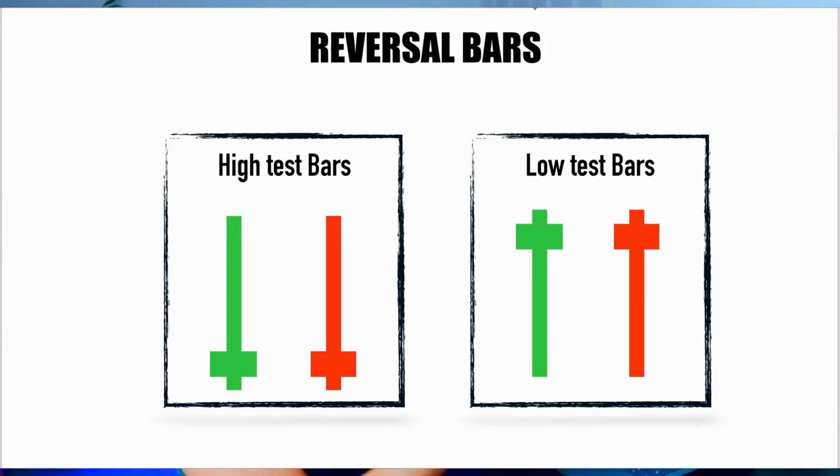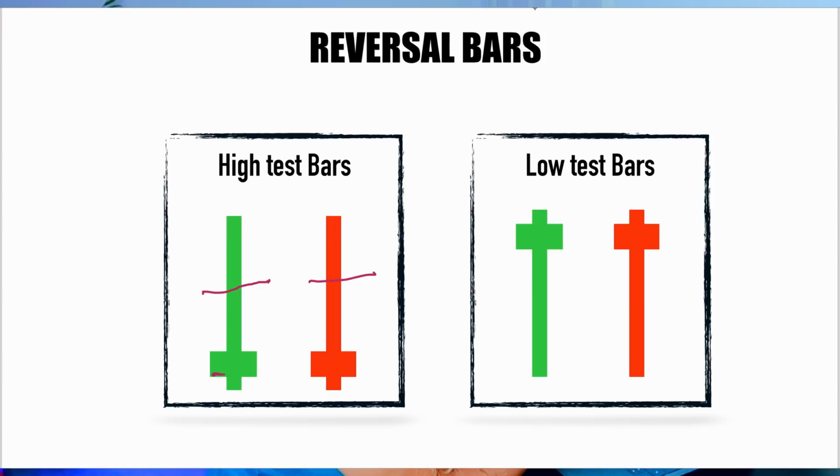So let's have a look at some reversal bars. We have high test bars. High test bars indicate prices are moving down. It doesn't matter if the bar is green or red. If you get one of these bars, then you know that there's more selling power in the market. You can spot a high test bar by splitting the bar in half and seeing whether the candlestick has opened in the lower half of the bar.